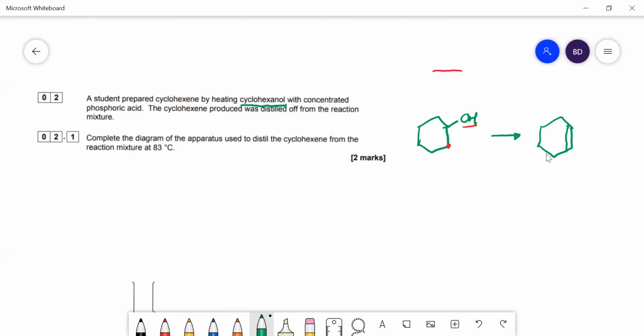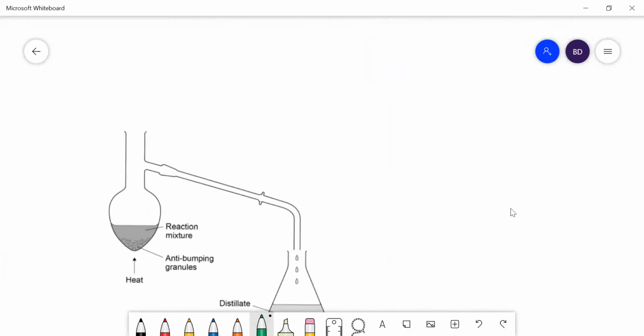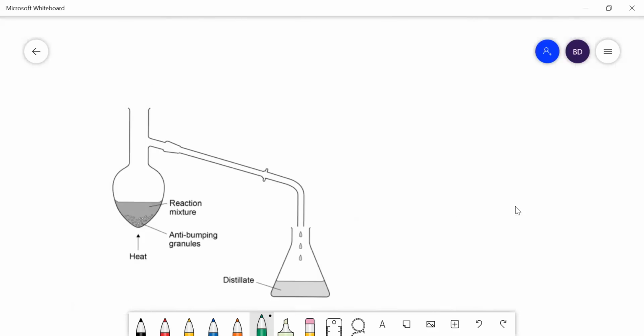Okay. Complete the diagram of the apparatus used to distill the cyclohexene from the reaction mixture at 83 degrees C. Okay, so here is the thing here. Now, what's obviously missing at the top here is you need some kind of stopper, and that stopper, let's put a stopper in, should also have a thermometer in it, to monitor that you want to boil off whatever comes at 83 degrees C.